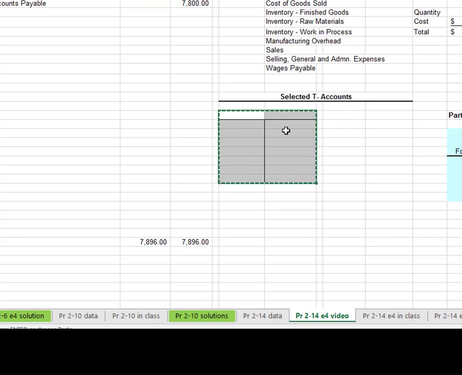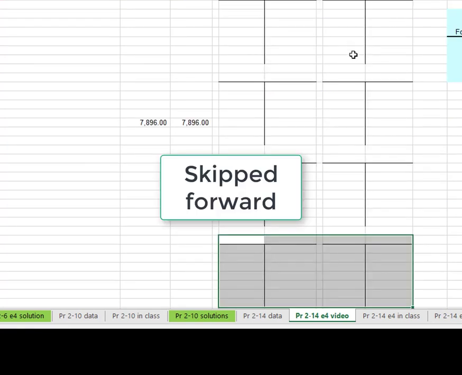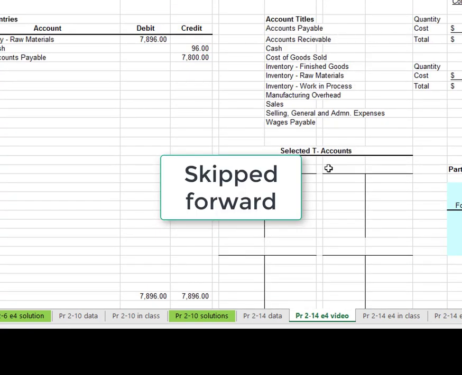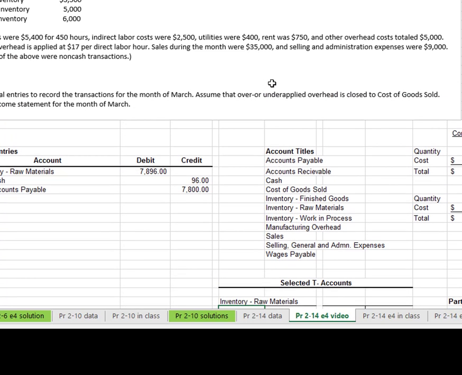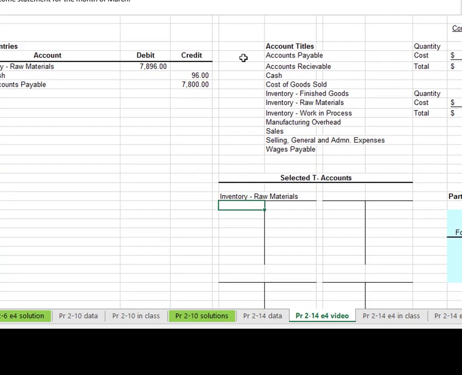Then I'll hit Control C, Control V. I'm just going to keep track of the accounts that I need in the T accounts in order to do the income statement. So that means I have to keep track of my inventory accounts because that's going to affect cost of goods sold and also my revenues and expenses. So let's start out with raw materials inventory. So the equal sign, inventory raw materials, and that has a beginning balance. I'm going to type that in, 2,500.